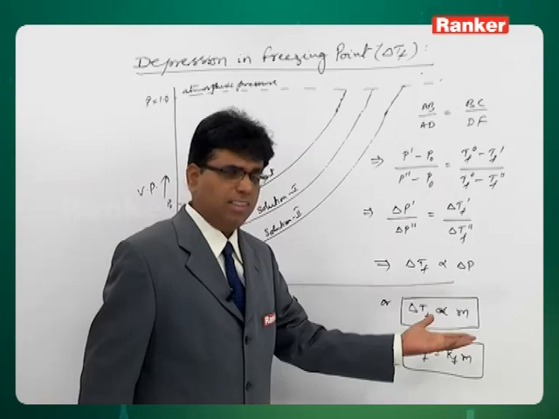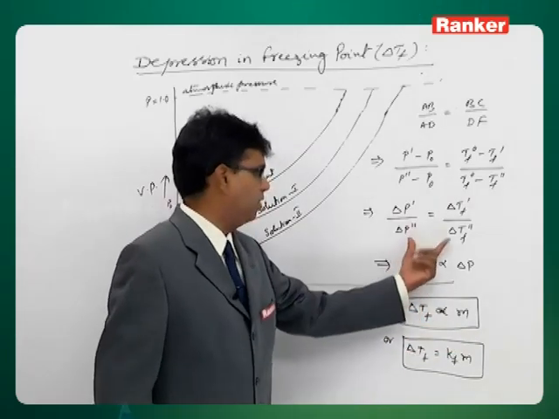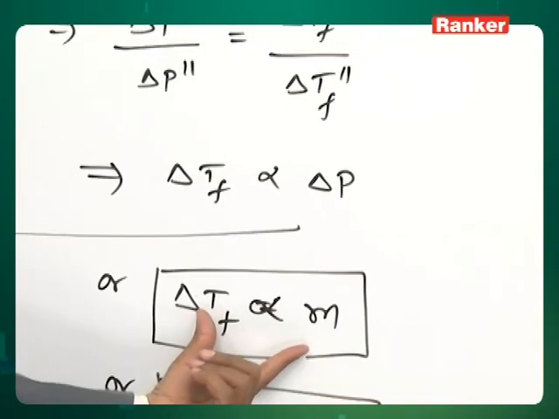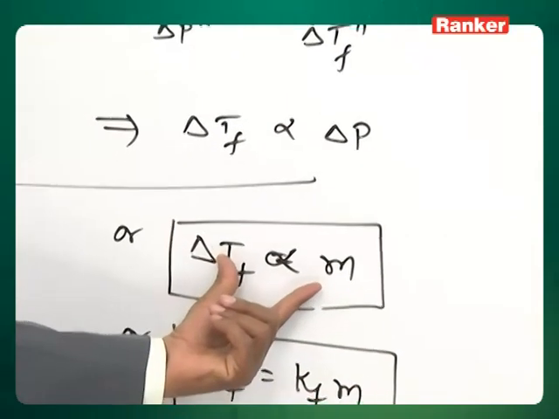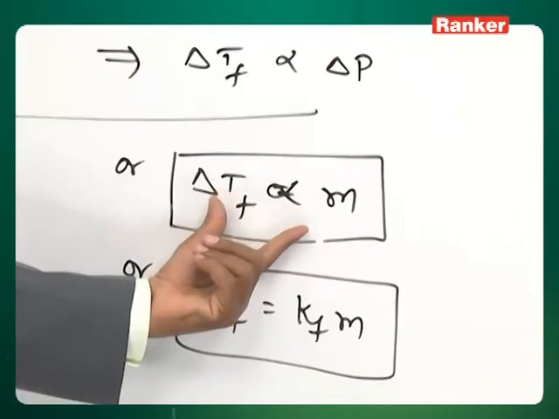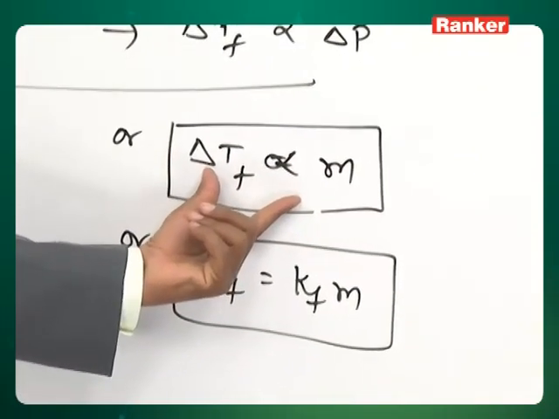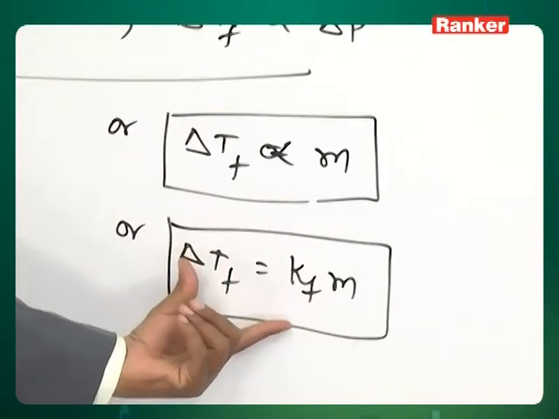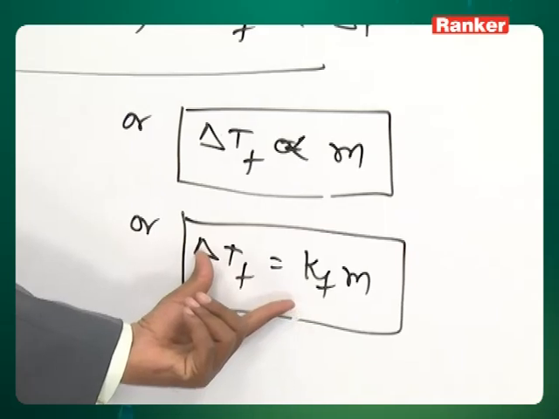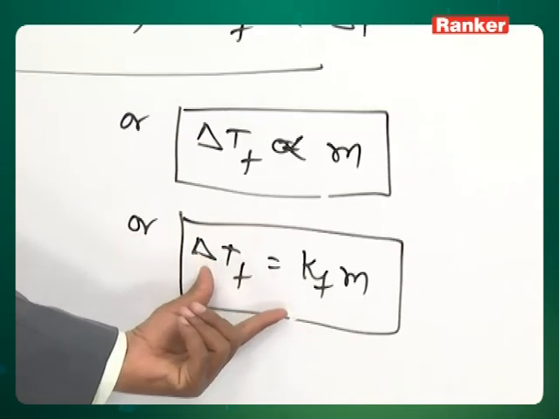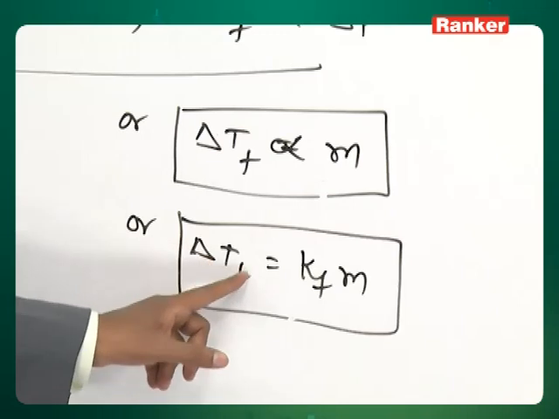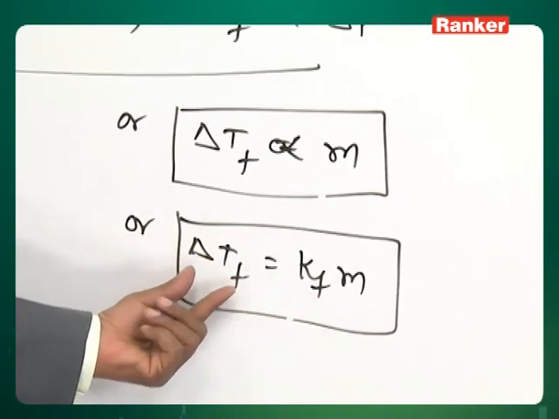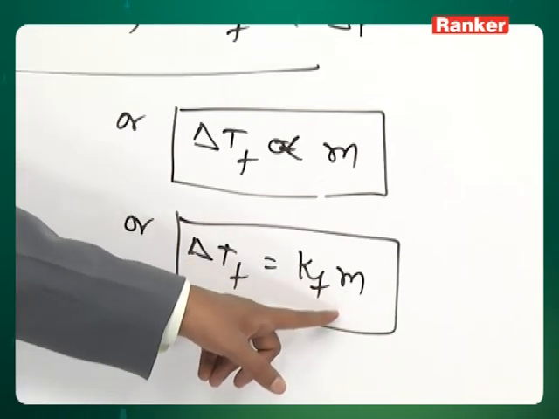And as in the case of elevation in boiling point, for the same similar kind of relation we wrote that delta TB is proportional to molality. So exactly again the same thing, now we can write that delta TF is proportional to molality, delta TF is equal to Kf into molality. In the case of elevation in boiling point, we wrote the equation as delta TB is equal to Kb into molality. Now we are writing for the freezing point depression as delta TF is equal to Kf into molality.